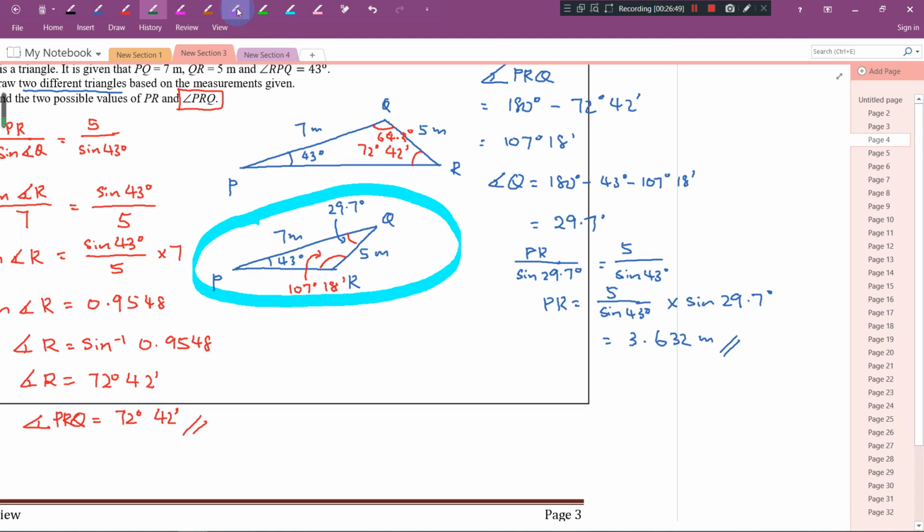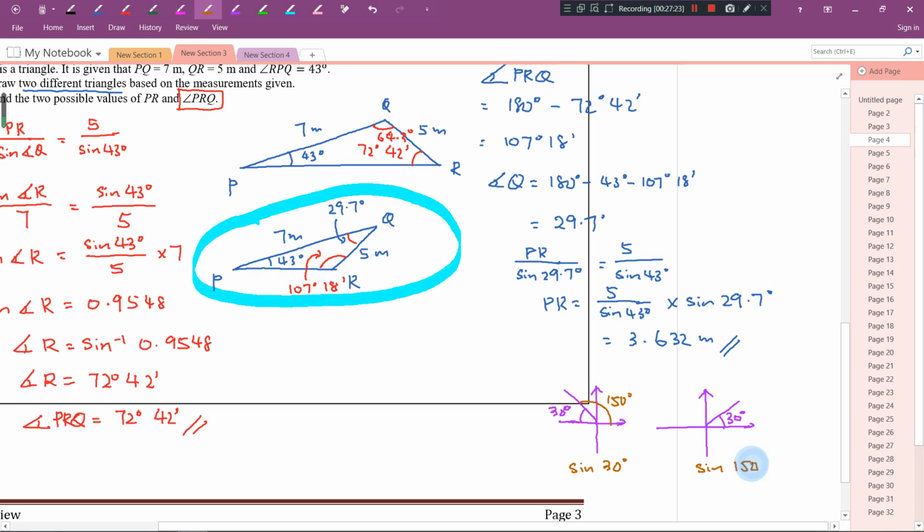First, I think I need to explain this one to you. Let's say if I have two axes over here, if this is 30 degree, this one you are going to learn more in Form 5. So if this is 30 degree as well, it means that here is 150 degree, right? So this is 30 degree. So you try to press your calculator sine 30 degree and sine 150 degree. They give you exactly the same answer.